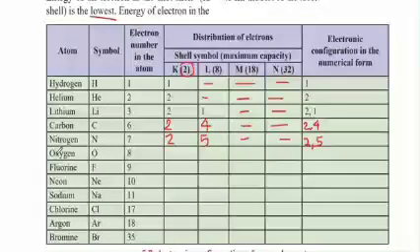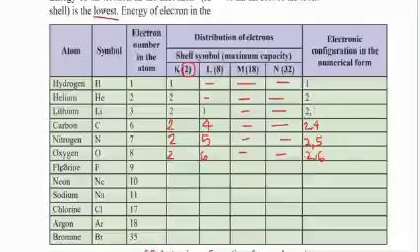The next atom is oxygen. Oxygen is denoted by the symbol O and it has 8 electrons in its atom. So, the first 2 electrons would go in the K shell and when you minus 2 from 8, we would get 6 and those remaining 6 electrons would go in the L shell. There are no more electrons left, therefore M and N shell would be empty and the electronic configuration would be 2, 6.